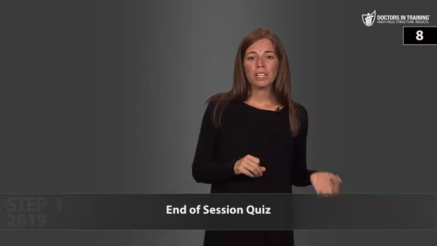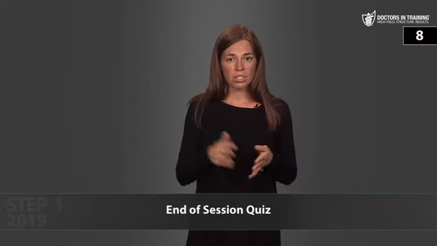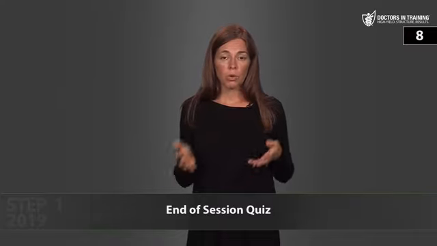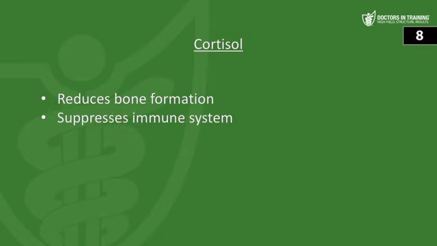Next, what effect does cortisol have on bone formation and immune system function? Cortisol decreases both. So cortisol reduces bone formation, which can lead to osteoporosis, and it also suppresses the immune system, which is why patients on chronic steroids are at risk for infections. The immune system is suppressed.